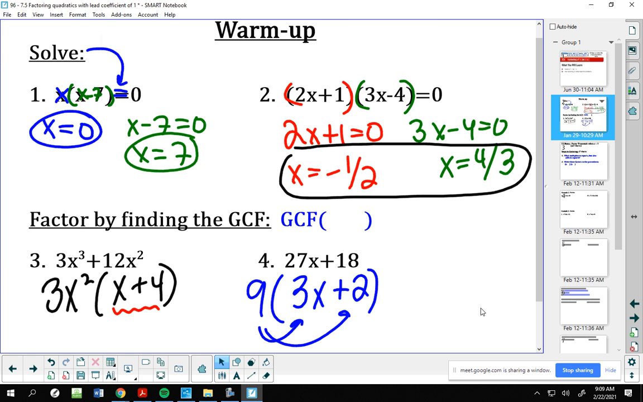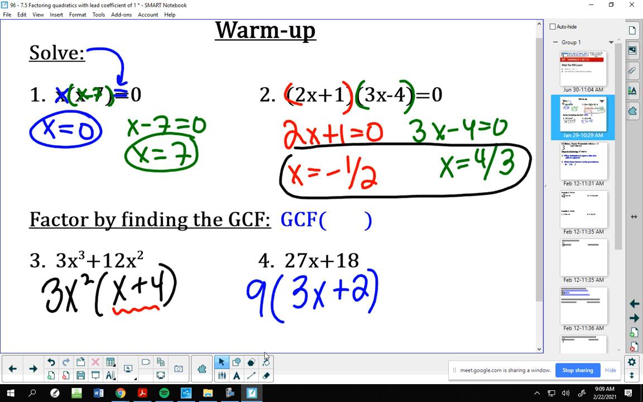Okay, so up until this point, you have learned two methods for factoring. The first method is pulling out the GCF, just like we did in 3 and 4. We factor, right? Because we have a factor times a factor. So that's the first method of factoring.